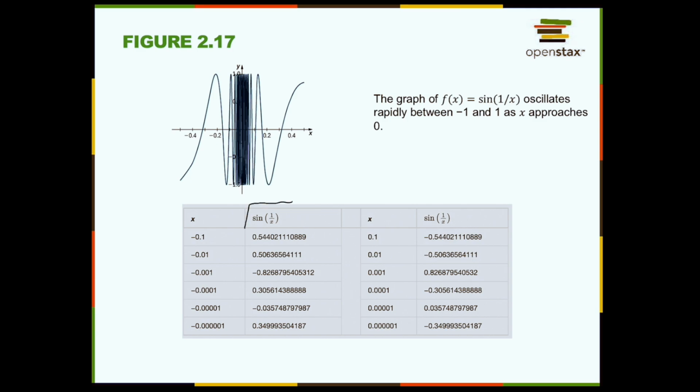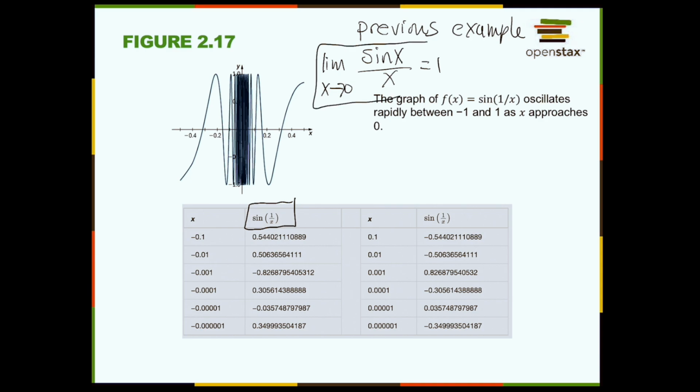Looking at this table, here's my function, the sine of 1 over x. This is similar to the previous example. Please keep in mind that they're different. When you first look at it, it may seem like it's the same, but the previous example was sine x over x. That's different than sine of 1 over x. And this limit as x approaches 0 was 1. And this is a very famous limit that you'll see pop up frequently throughout the class.